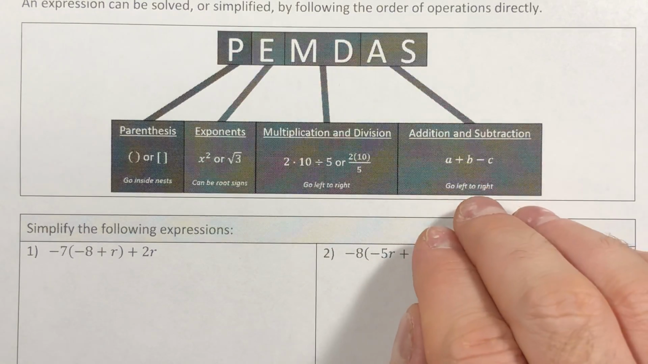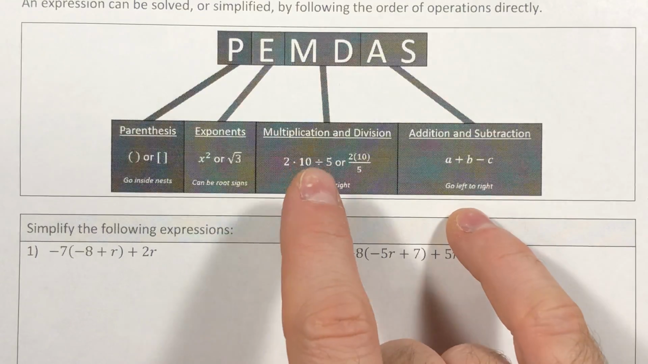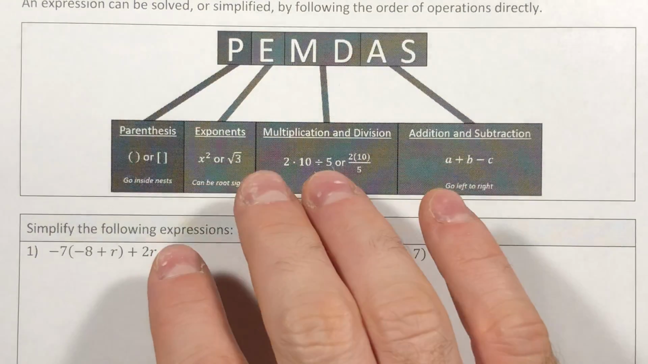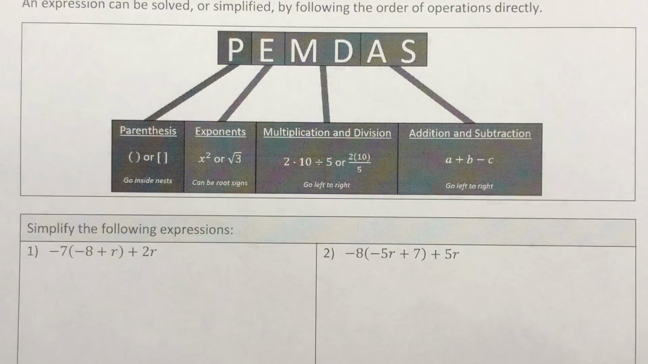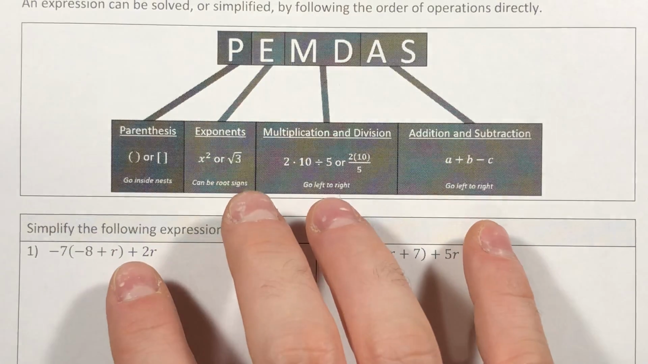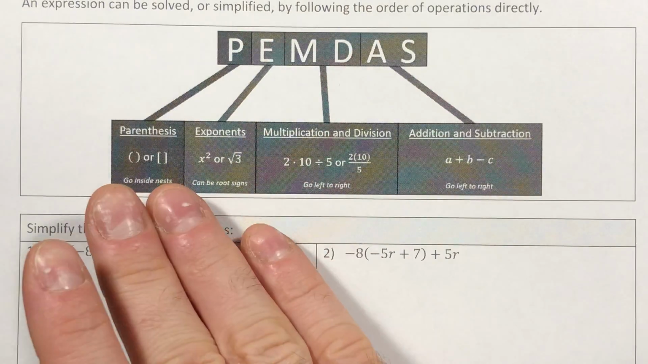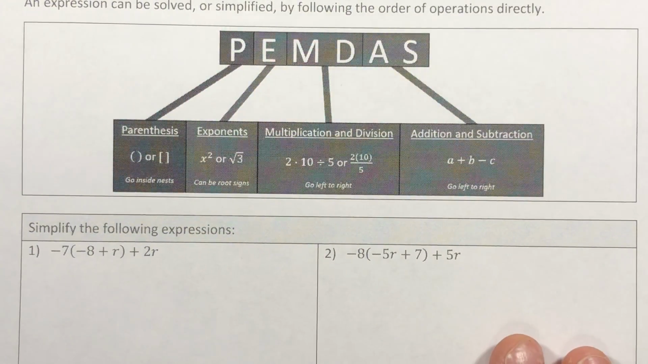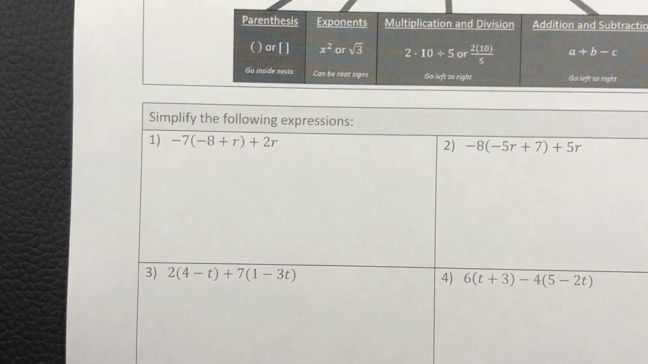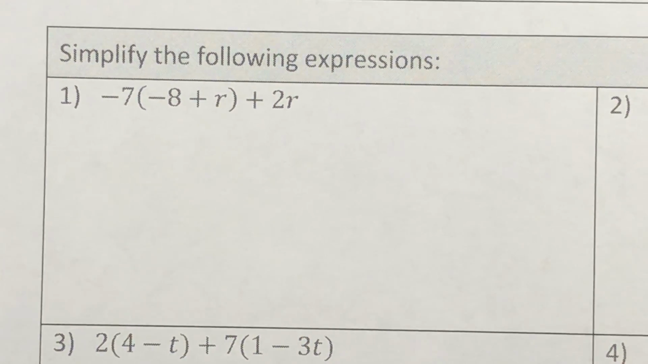And then the last is the AS, which is addition and subtraction. Again, we're going to follow the left to right rule. You'll learn that there are exceptions to each one of these. You can kind of do some of them out of order depending on the situation. But a general rule of thumb is go left to right, follow this directly, and you'll never find yourself in the wrong area.